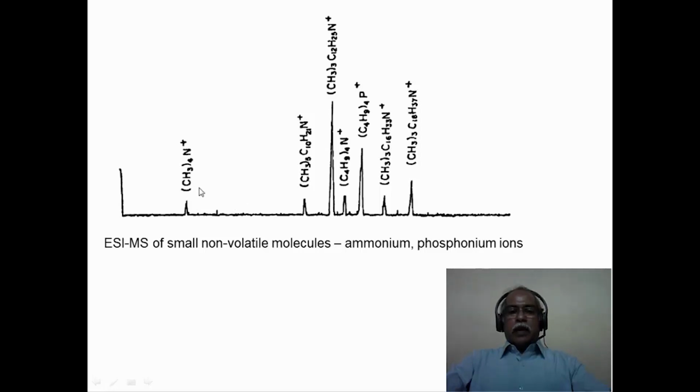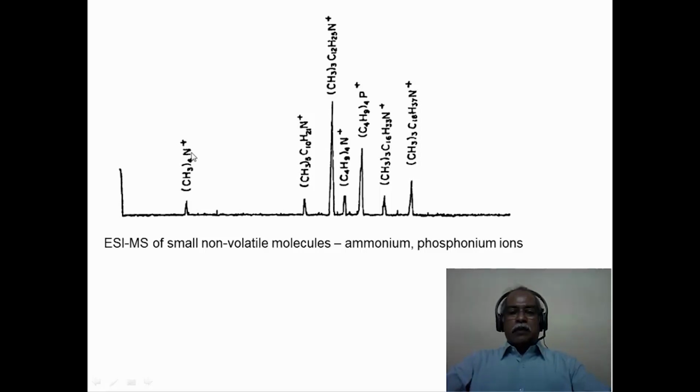These are all non-volatile ionic substances. Normally it would be difficult to ionize them or get them into the gaseous phase. In the case of electron impact ionization mass spectrometry, it is not easy to do electron impact ionization mass spectrometry of such non-volatile material. However, in the case of electrospray ionization, since these are dissolved in polar solvents like water, methanol or acetonitrile and sprayed into the ionization chamber, they are already ionized because they possess a positive charge by themselves.